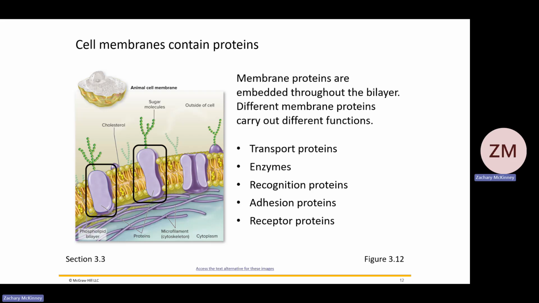Adhesion and receptor proteins, again, similar things, where adhesion is adhering you to the cells around you or the structures around you, and receptor proteins for things like hormones or signaling ligands that might be trying to manipulate or change cell behavior. So the plasma membrane, hopefully you're seeing, is very dynamic. It's allowing for movement. It's preventing things from getting in, and it's interacting with the environment around it.